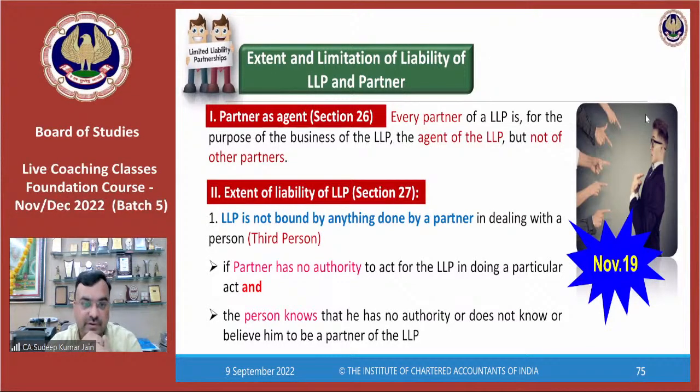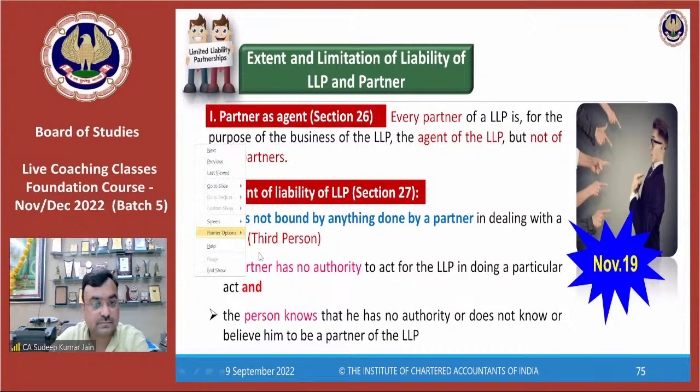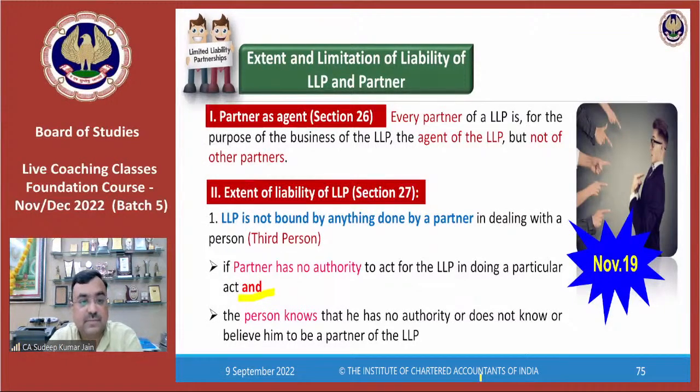Extent of liability of LLP, section 27. LLP is not bound, please listen. LLP is not bound by anything done by partner in dealing with a person, that is third person, if partner has no authority to act for the LLP in doing a particular act, and important thing is the person knows, person means third person, knows that he has no authority, or does not know or believe him to be partner of the LLP. क्या मतलब कि नॉर्मल केस में LLP लायबल होती है पार्टनर के कामों के लिए अगर ड्यूरिंग द कोर्स ऑफ बिजनेस हो रहा है, लेकिन अगर पार्टनर को अथॉरिटी नहीं है और ये बात उस थर्ड पर्सन को मालूम है जिससे पार्टनर डील कर रहा है, तो फिर LLP लायबल नहीं। क्लियर?